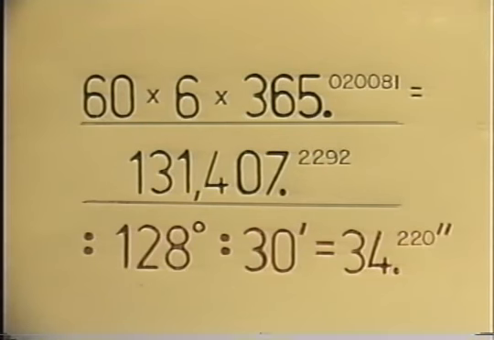60 steps climbing up its 60-foot-high facade, 6 terraces, 365 niches. Multiply them. Anyone care to guess the West Giza longitude of this pyramid?